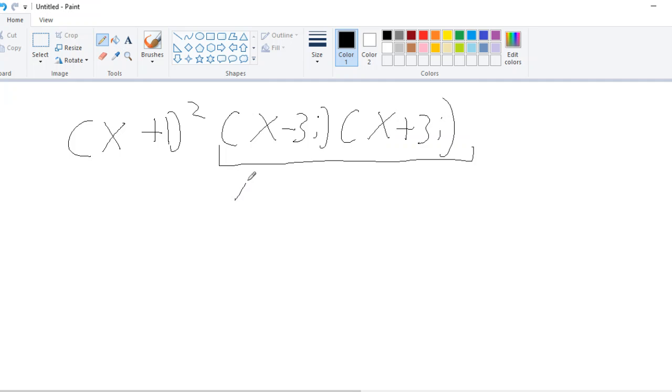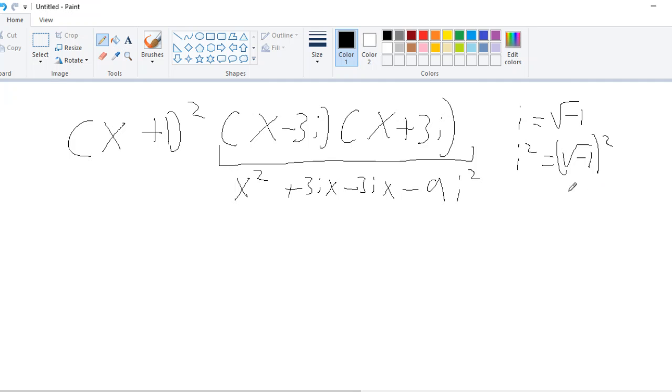x times x is x squared, plus 3ix minus 3ix, and then -3 times 3 is -9, and i times i is, what's i times i? i squared. Now, what is i equal to? The square root of negative 1. So what is the square root of negative 1 squared? Negative 1. So i squared is equal to negative 1.